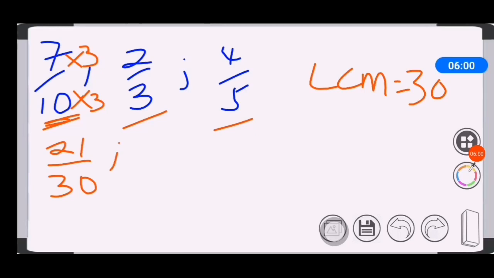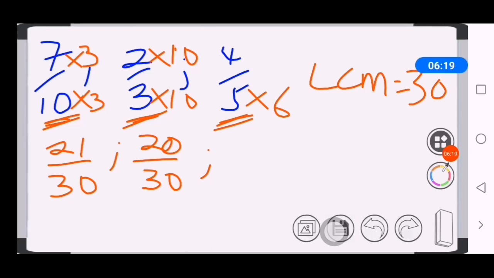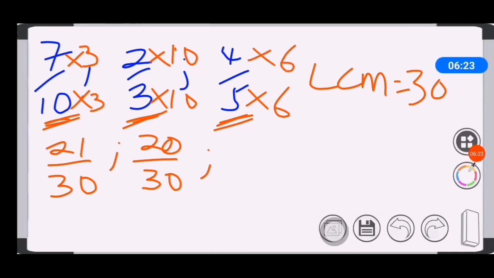Continue. 2 over 3. How will you change the 3 to 30? It's times 10, right? What you do down, you do up. So we are going to get 3 times 10, 30, and on top, 2 times 10, 20. Then the last one, how will you get 5 to 30? Times 6, right? 5 times 6 is 30. Do the same thing for the top. So on top, it's 4 times 6, 24.